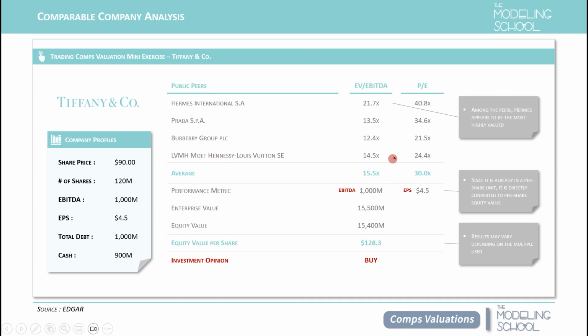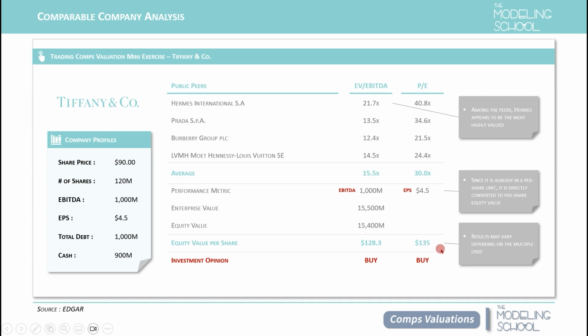Now let's take a look at the PE multiple as well. For the PE multiple on the right, it's given an average of 30 times and EPS is $4.5. Multiplying these two gives us a fair stock price of 135. We're going straight to equity value per share because EPS is already on a per share basis. And again, since the current stock price is $90 and we have equity value per share at 135, again, the recommendation would be a buy recommendation.